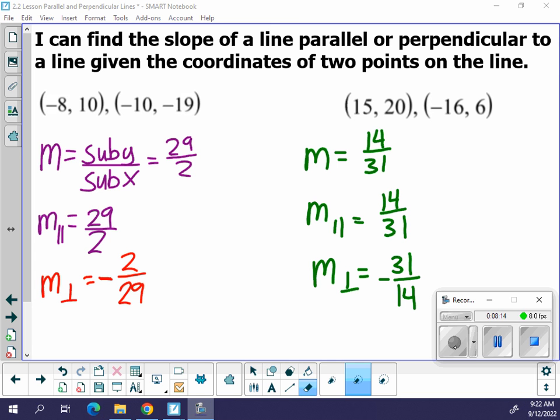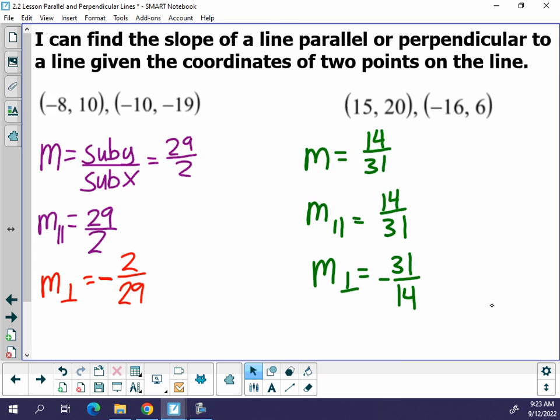So I hope you paused and gave this a try and used Desmos if you wanted to, if that's helpful for you. You should find that the slope of our line is 14 over 31. So if we graph the line through those 2 points, it would have that slope. Any line that we could graph that's parallel to it should have the exact same slope. So we don't really have to do anything there. We just have to note that it's the same.